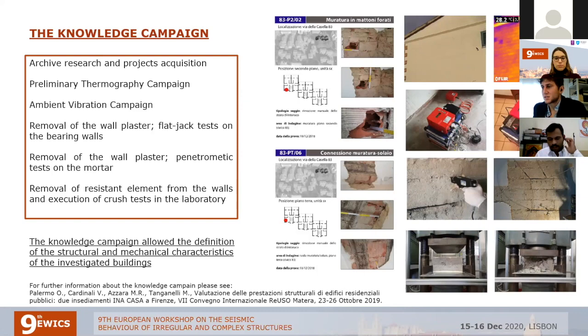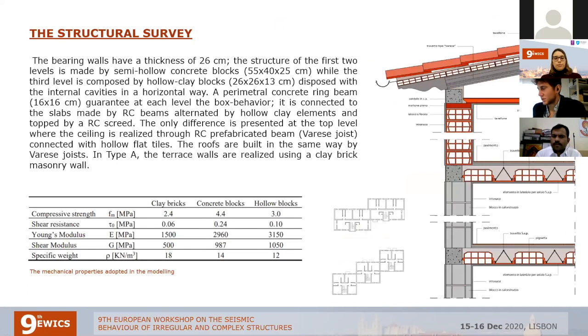So this knowledge allows us to define properly the structural behavior and the structural elements characterizing the buildings. These buildings are composed of three stories. The first two are characterized by walls realized with solid blocks, while the third level is composed of hollow blocks. The box behavior is guaranteed for these buildings thanks to the presence of a reinforced concrete ring beam all over the perimeter and over the bearing walls. The slabs are reinforced concrete slabs at the lower floors, while at the upper level there is a slab realized with reinforced concrete prefabricated joists, the so-called Varese joists, connected with hollow flat tiles.